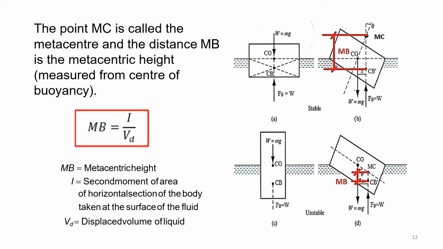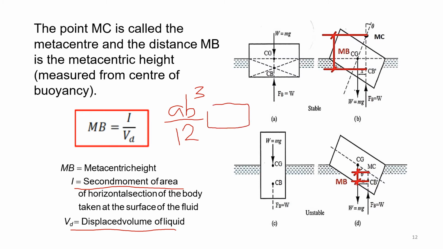Okay, MB is actually the distance. And how do we measure the distance from the center of buoyancy to the metacentre? We calculate it as I over VD, where I is the second moment of area and VD is the displaced volume of liquid. Okay, you have learned second moment of area in the previous topic, so you can just adopt it to this topic of buoyancy. For example, the second moment of area for a rectangle is AB cubed over 12, right? This is the second moment of area for a rectangle, for example, for I.